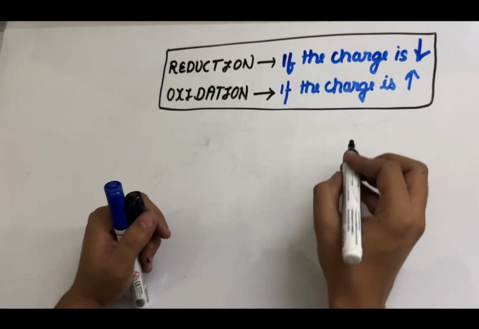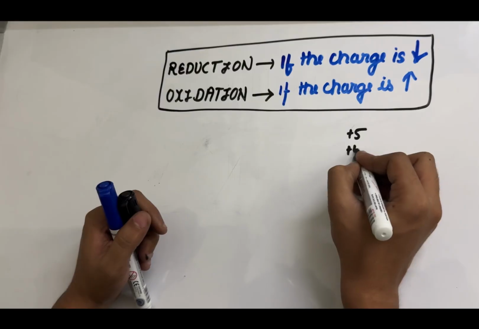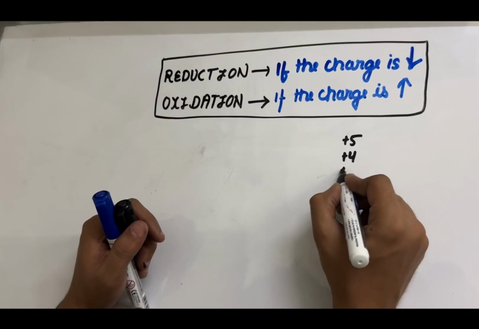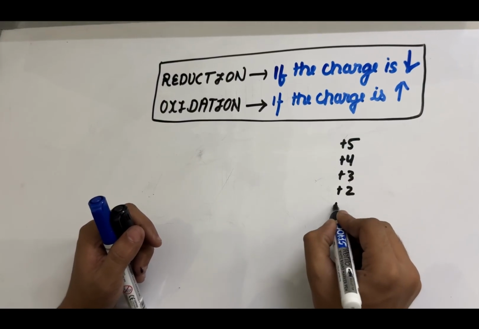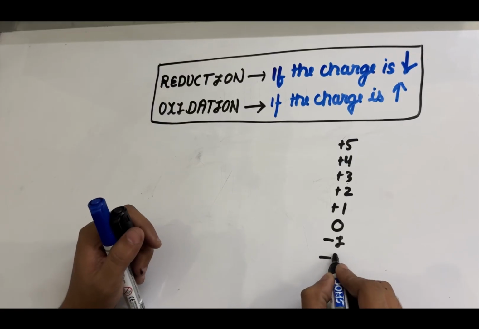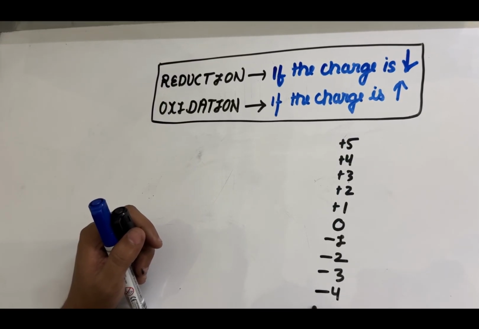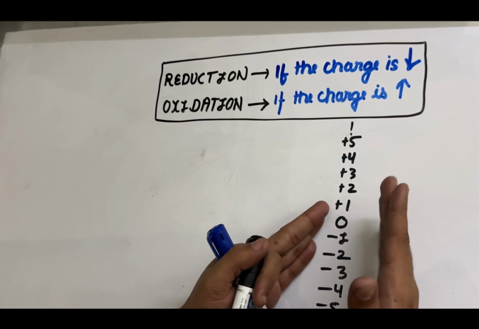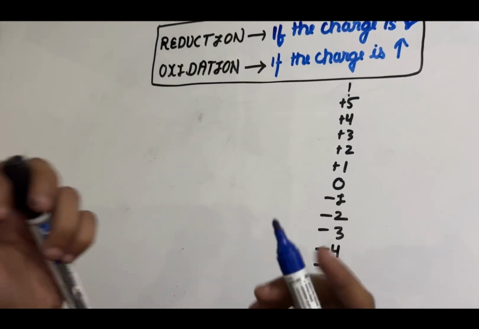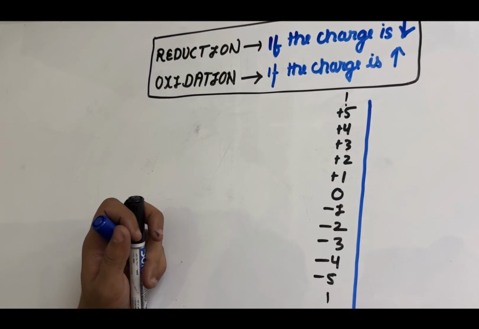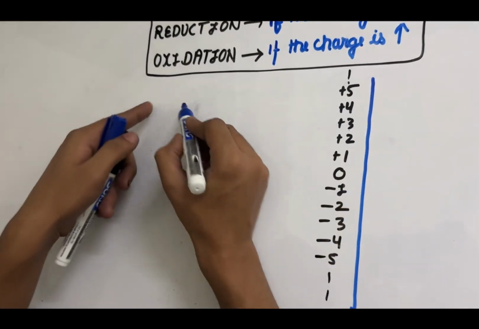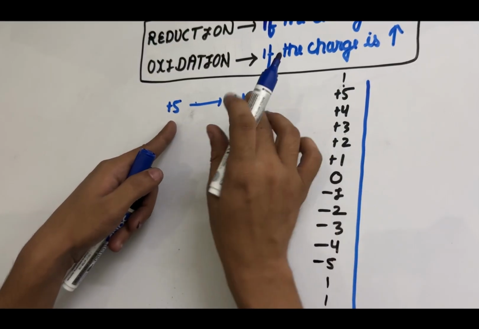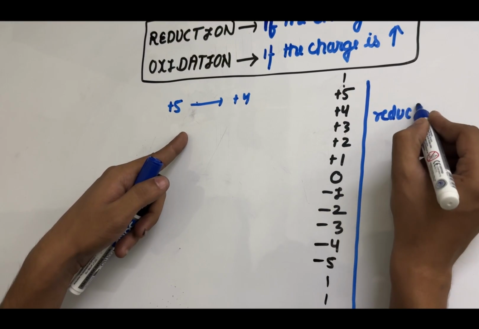Or if you are not understanding this, wait. You have to keep in your mind this table: plus 5, plus 4, plus 3, plus 2, plus 1, 0, minus 1, minus 2, minus 3, minus 4, minus 5, and so on. Just keep this table in your mind. If you go from up to down, if the charge is plus 5 initially but it becomes plus 4, then it is always a case of reduction.